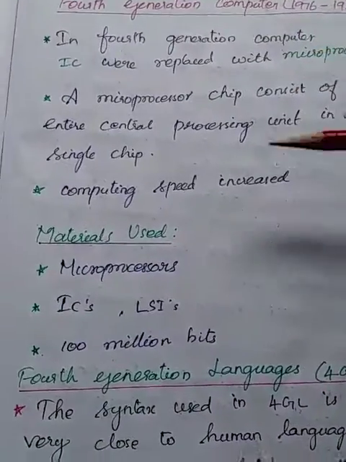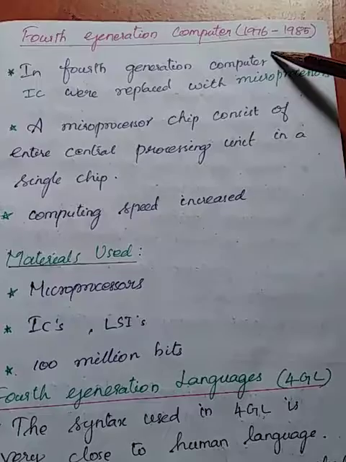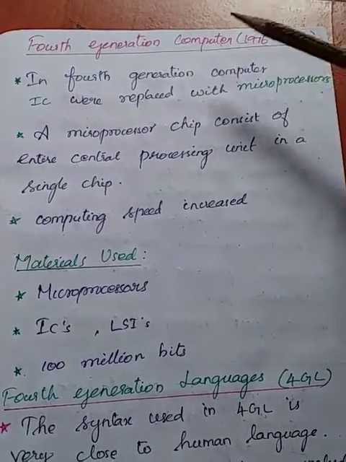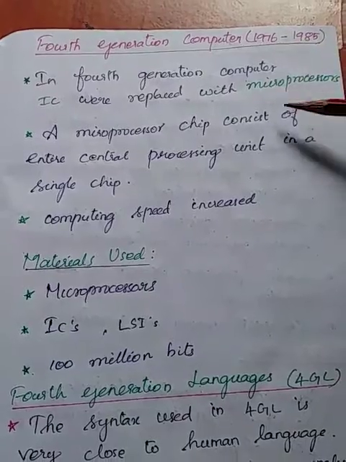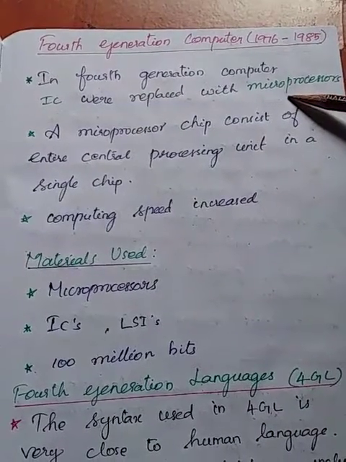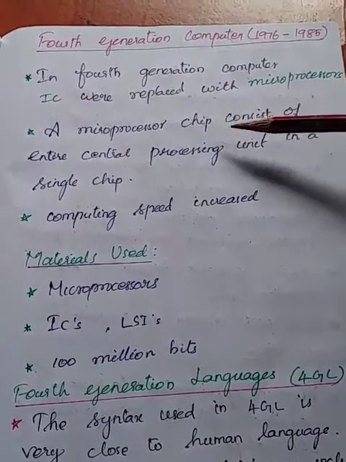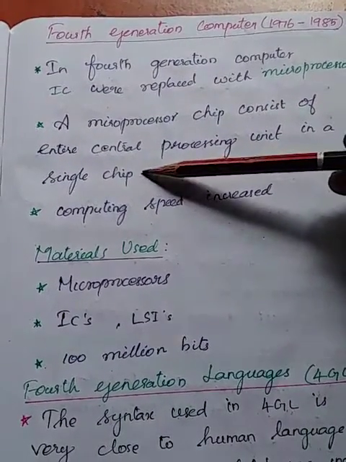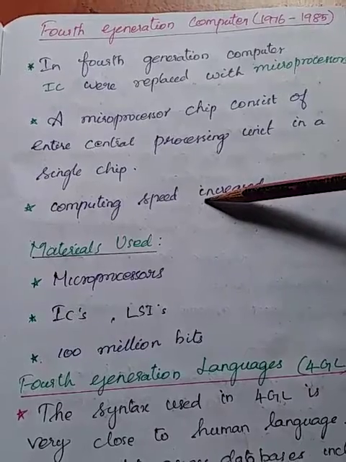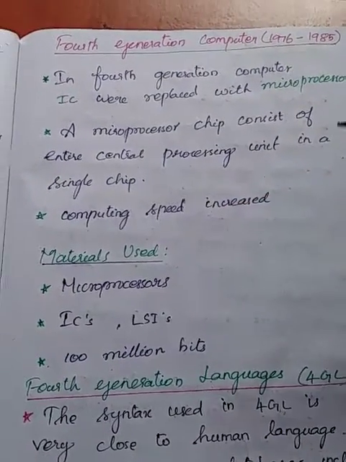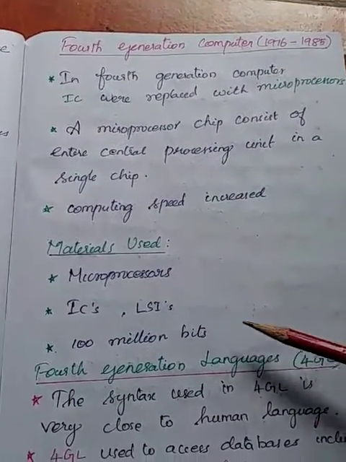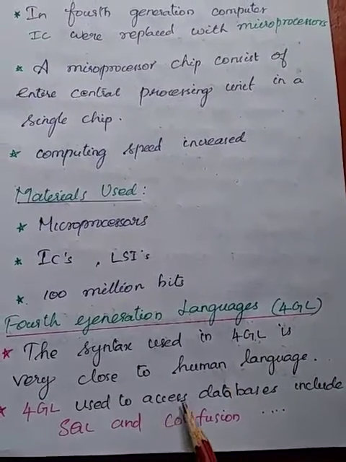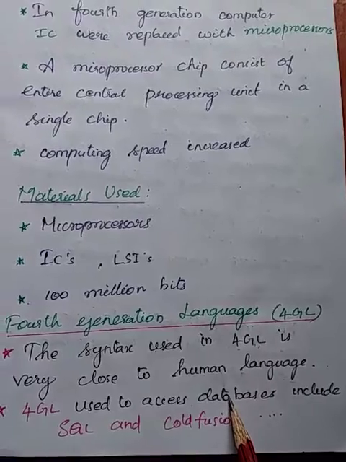Next we are going to discuss the fourth generation computers. During the period 1976 to 1985, fourth generation computers came into use. ICs were replaced with microprocessors, and the entire central processing unit comes under a single chip. The computation speed increased again compared to the third generation, and fourth generation languages are very close to human language. That is, we are able to access the databases.